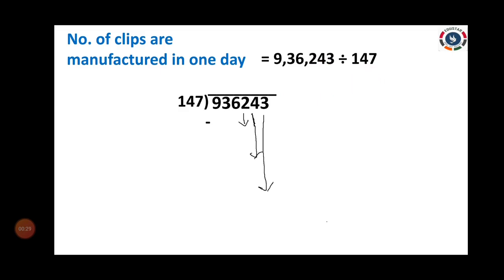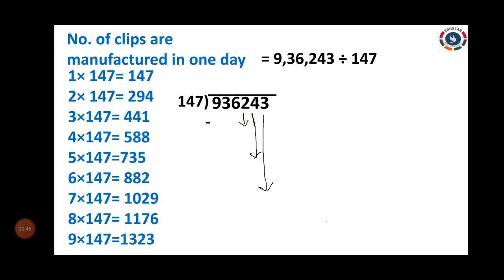So the first number, write inside the box, and the second number, write outside the box. Then you have to divide the values. The divisor has 3 digits, so you have to take the first 3 digits in the dividend also. So 936. How many 147s are there in 936? Write the multiplication table on the side. So the divisor is lesser than the dividend, isn't it? So how many times are 147s there in 936?